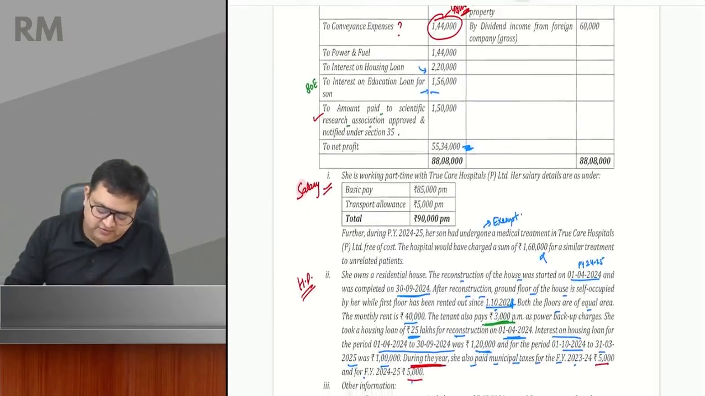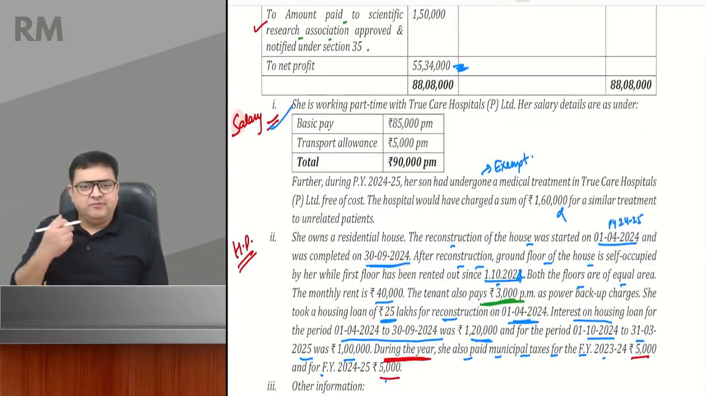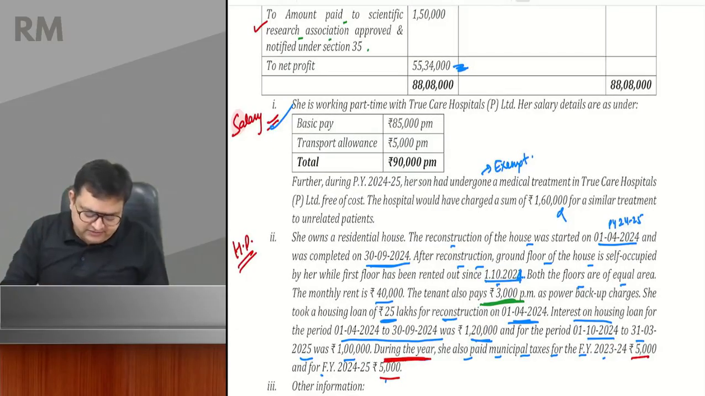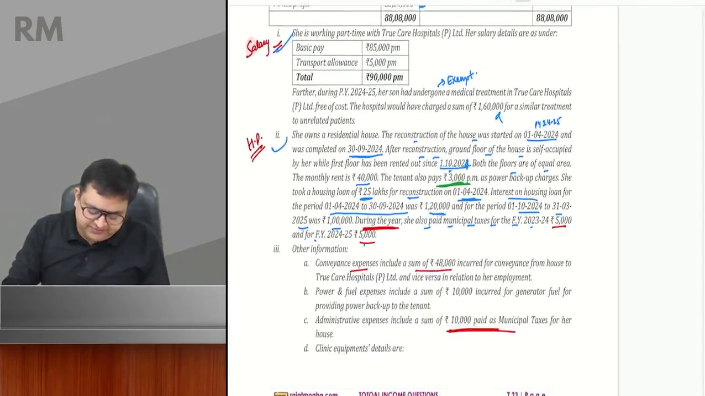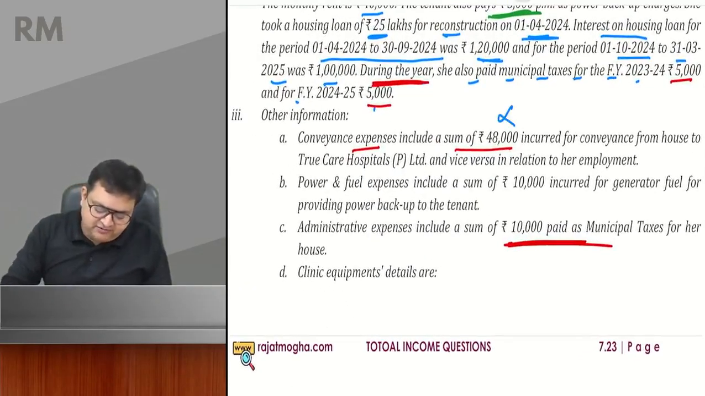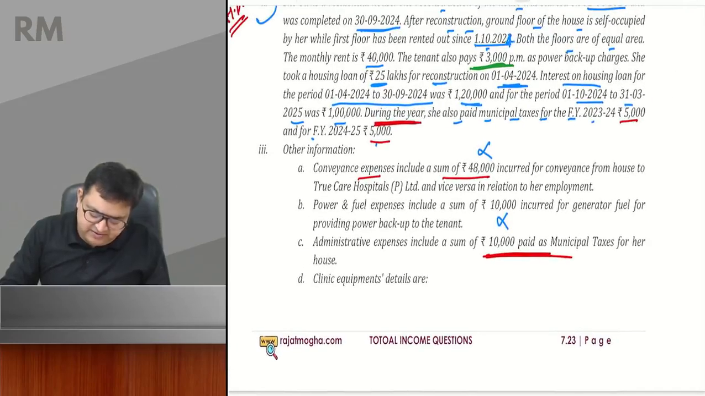Now look at the information. First information was salary, we have already taken. From PGBP we have deleted it, and in salary we have already computed. Second was house property, we have already computed. Then conveyance expense 48,000 will not be allowed. Add back 10,000, add back. Administrative expenses 10,000, add back. Okay.